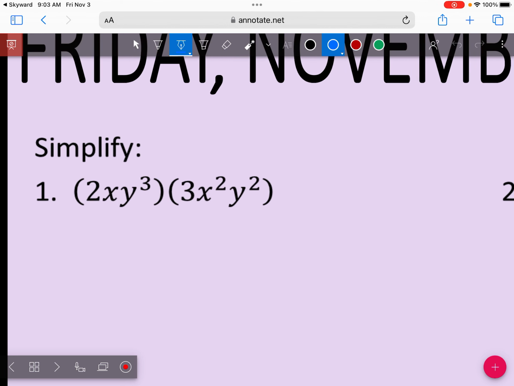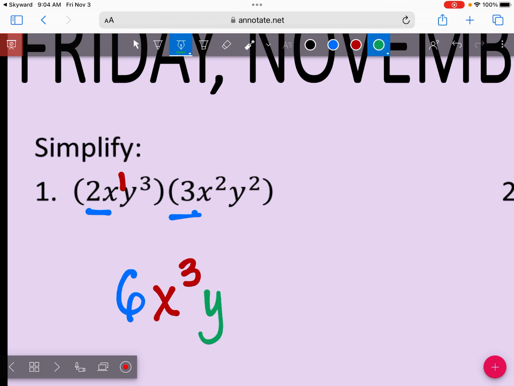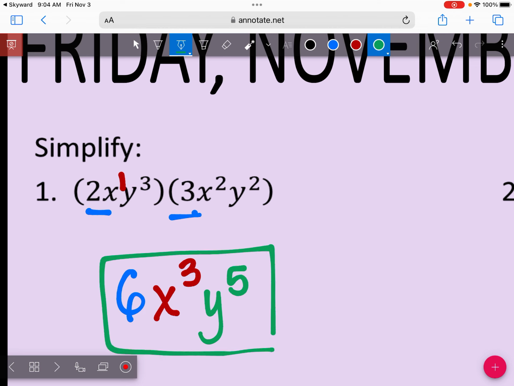So you're multiplying your numbers. So 3 times 2 or 2 times 3 is 6. And what do you do with your exponents? Add them. So how many x's do we have altogether? So 1 plus 2 is 3. And then for your y's, you have 3 plus 2, which is 5. And that would be your final answer.